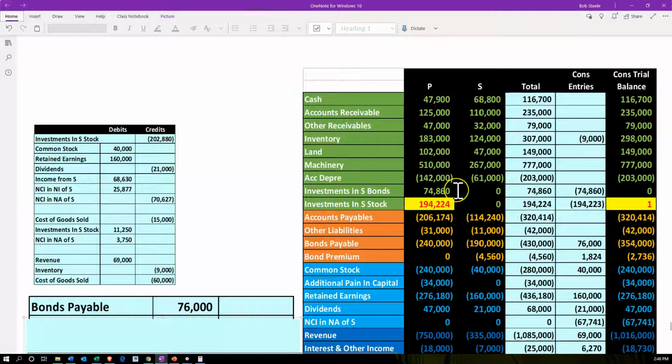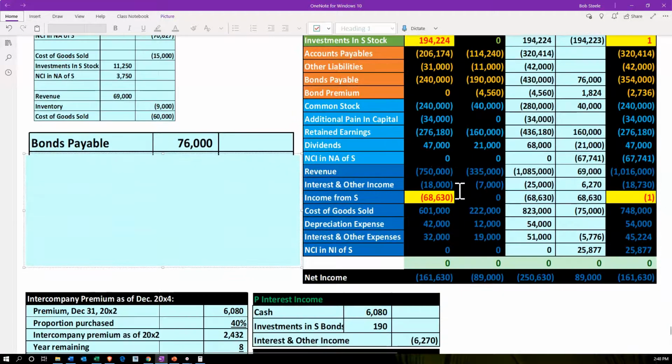Then, of course, we're going to have the investment in S bonds. That's going to have to come off the books because these are the ones that P purchased not from S, but from somebody else, but they were S's bonds. So we're going to have to take those off the books because those are intercompany transactions for sure. And then down below, we're going to have interest income and interest expense that we will have to be dealing with as well. And then there will also be an effect on the investment in the S stock and the non-controlling interest due to this intercompany gain item that happened, this purchase from the third party.